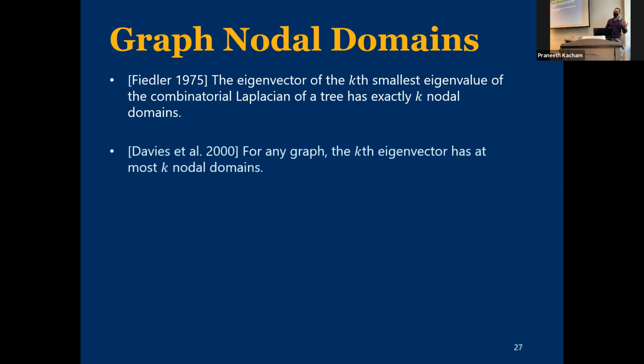Then later on in 2000, there was a result which was a discrete version of Courant's nodal domain theorem, which says that for any graph, the kth eigenvector has at most k nodal domains.